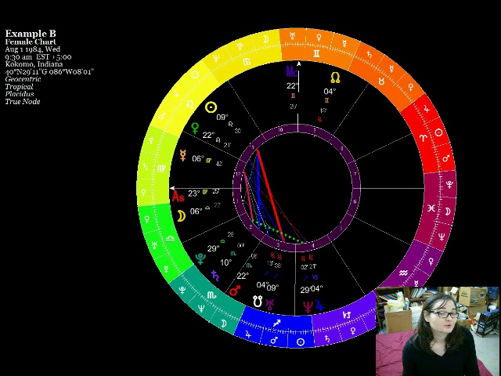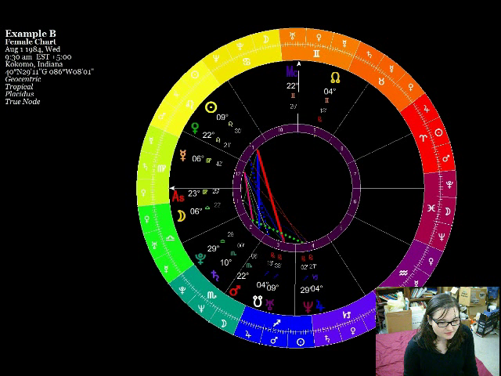I usually use the ruler of the 7th house, and you see the cusp of the 7th house is in Pisces, and the ruler of Pisces would be Neptune. So since Neptune is on the cusp of the 7th house, Neptune is the ruler of the 7th house for this individual, according to this approximate birth plan. So we're going to use Neptune.